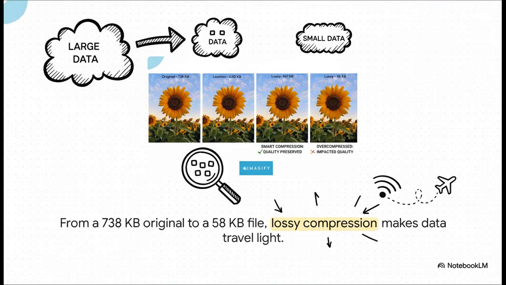I mean, just look at this. The original picture of the sunflower is 738 kilobytes, but after some smart lossy compression, we get it down to just 58 kilobytes. That's more than 90% smaller. Sure, it might lose an absolutely tiny bit of detail you'd never see, but that's a trade-off we're happy to make for a file that's so much easier to send and store.